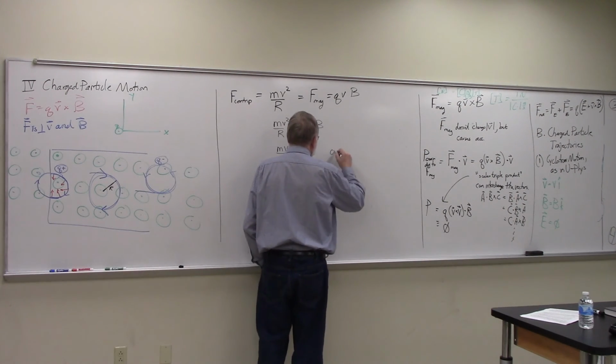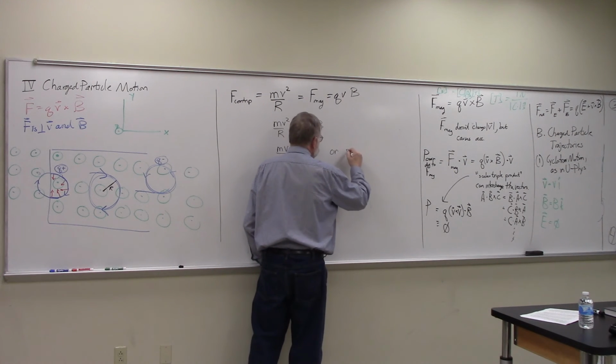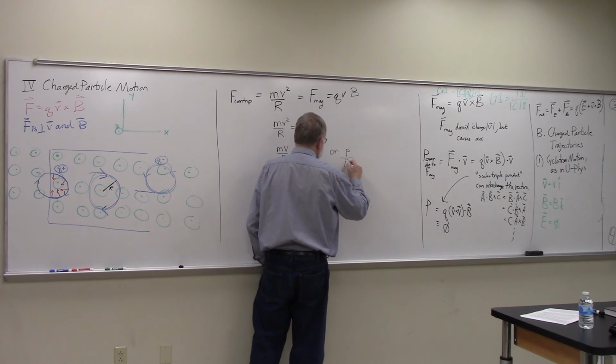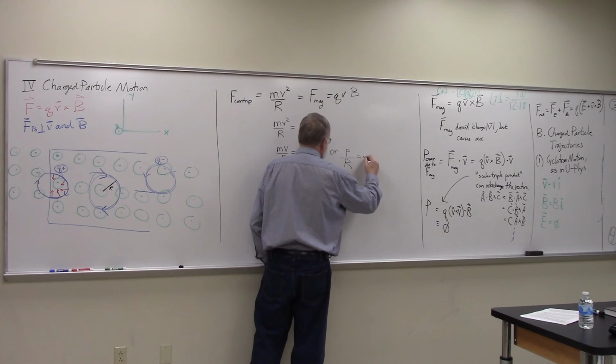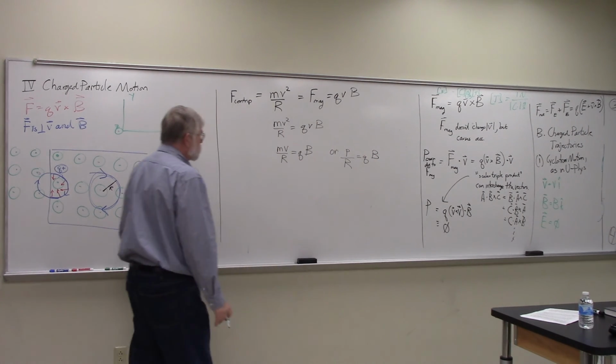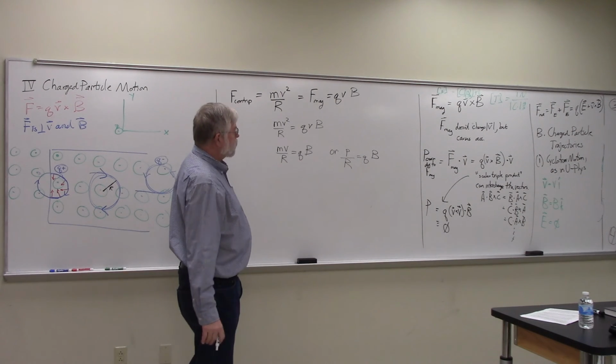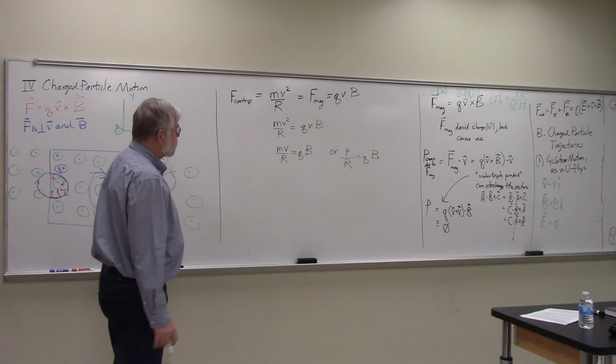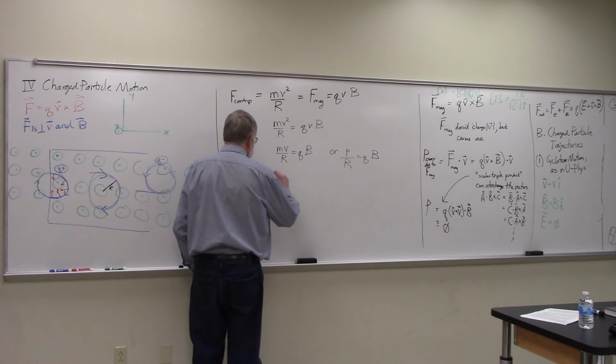Sometimes this is written, m times v is momentum. Turns out in quantum mechanics, momentum is more important than mass or velocity by itself, so you can measure momentum this way. If you know Q, B, and R, you can measure the momentum of the particle.